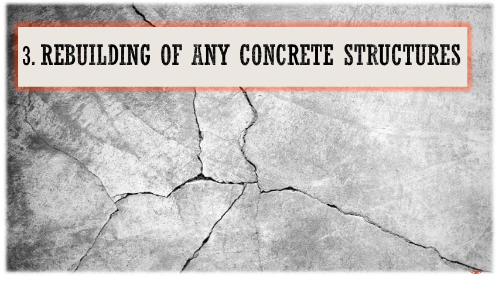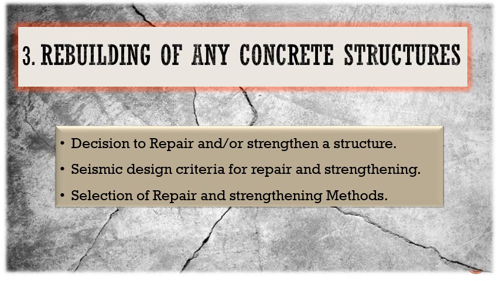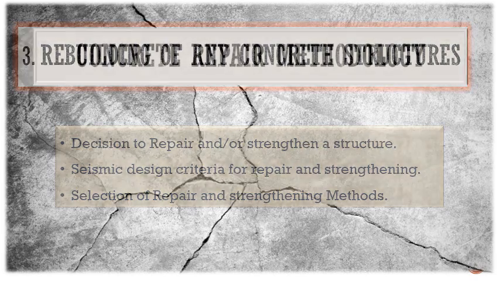Number 3 of the examples: rebuilding of any concrete structures. Rebuilding of any concrete structures has three general aspects of the repair and strengthening of reinforced concrete structures. First is the decision to repair and or strengthen a structure. The second one is seismic design criteria for repair and strengthening. Lastly, the selection of repair and strengthening method.